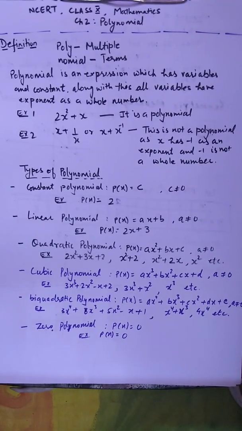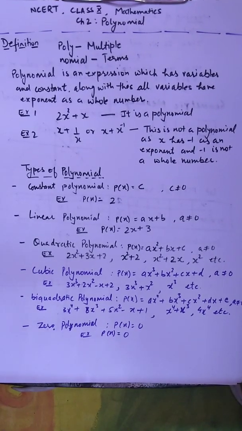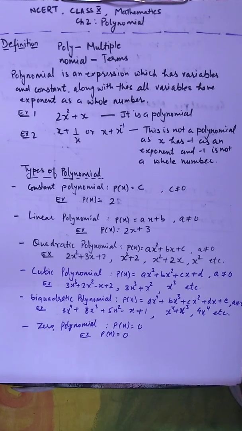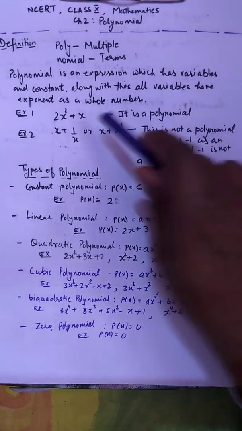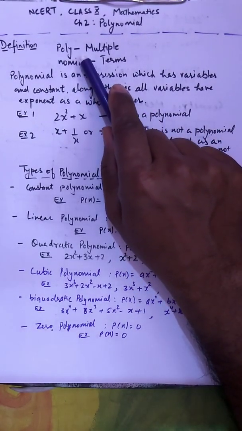Hello to all. Now today we are going to start chapter number 2, polynomials. We will start from the definition of what a polynomial is. You see that we have already done this chapter in class 9th. Now we are again doing it.